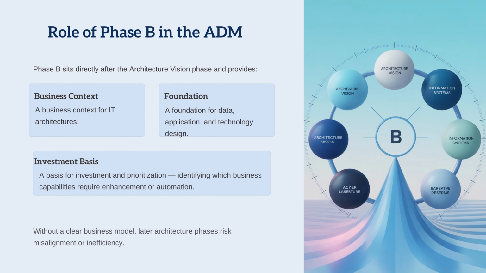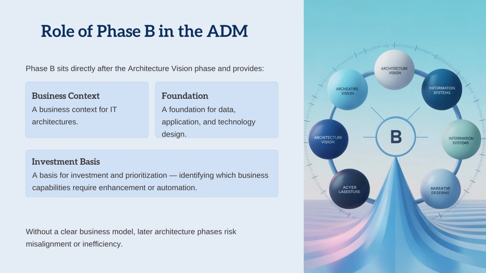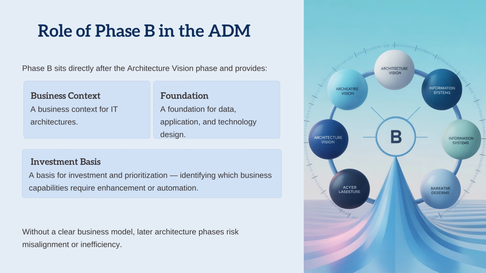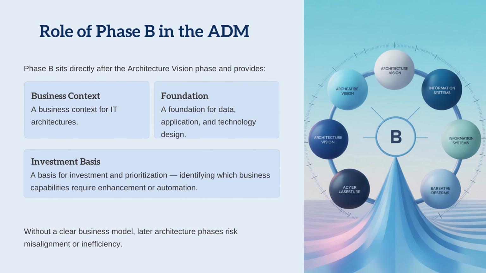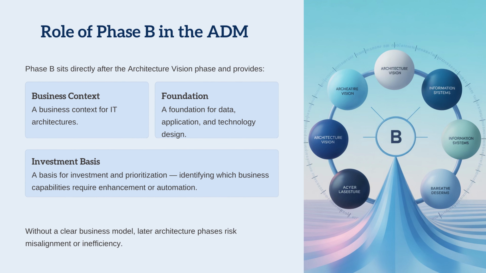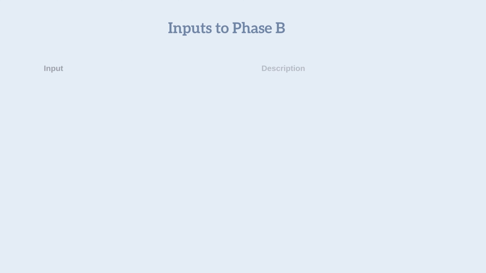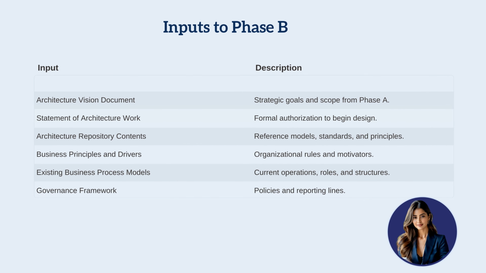Role of Phase B in ADM. Phase B forms the foundation for all subsequent architecture work. It provides the business context for information systems and technology architectures. Without a clear business model, IT and technology designs risk misalignment or poor adoption. This phase connects the dots between strategy and implementation, ensuring that business intent drives every system, process, and data model that follows.